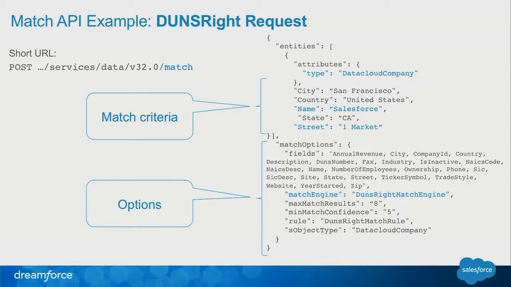An example of a JSON which is going in a request: you give your match criteria. I've highlighted two fields here, which are the name and the address. Pay a little more attention to that. And you identify the match engine, which is the Duns Right match engine in this case. If I go to the next slide, we see the response back.